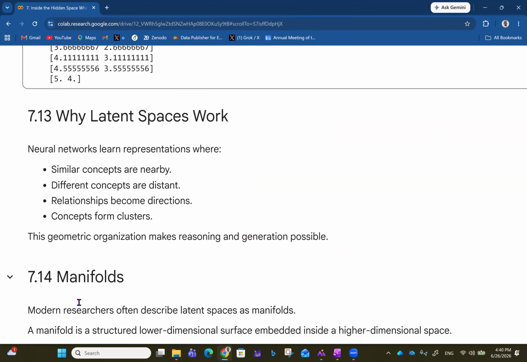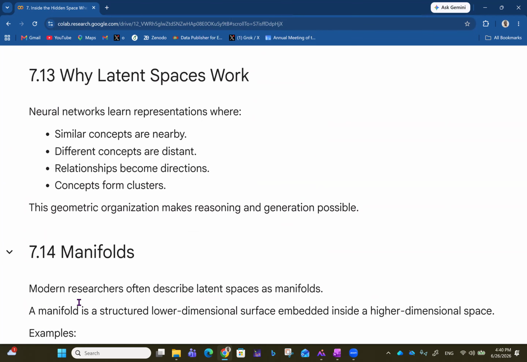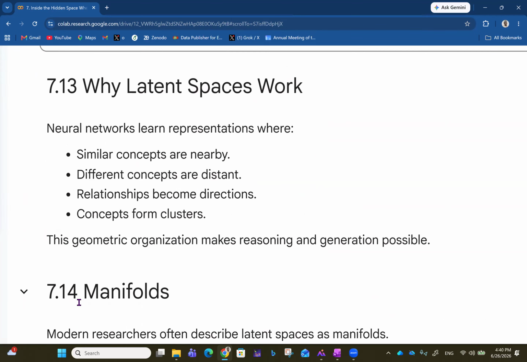Now, why do latent spaces work? Neural networks learn representations where similar concepts are nearby, different concepts are distant, relationships become directions, concepts form clusters, and this geometric organization makes reasoning and generation possible.